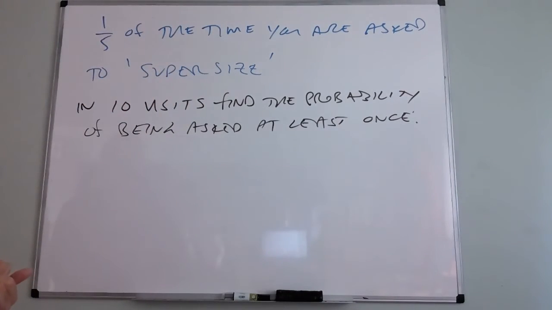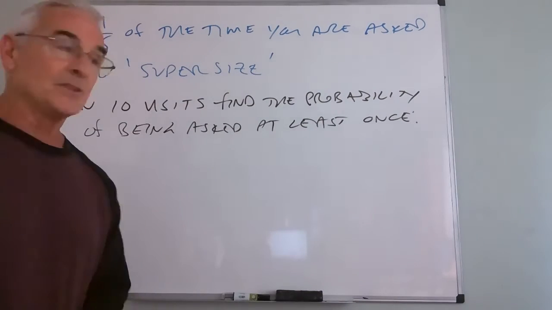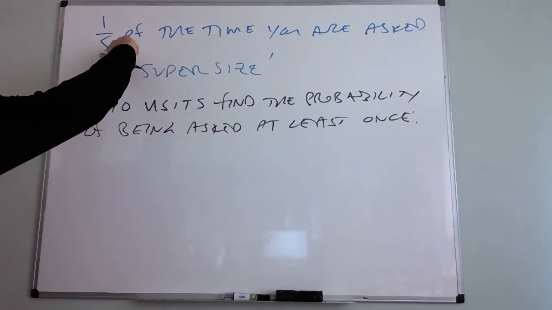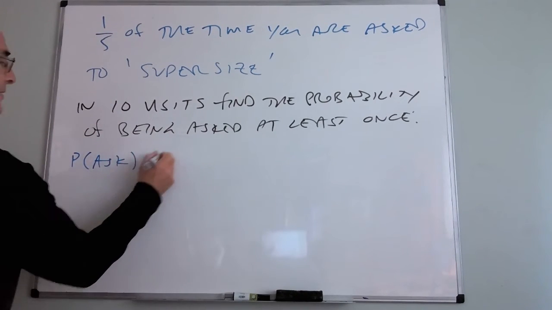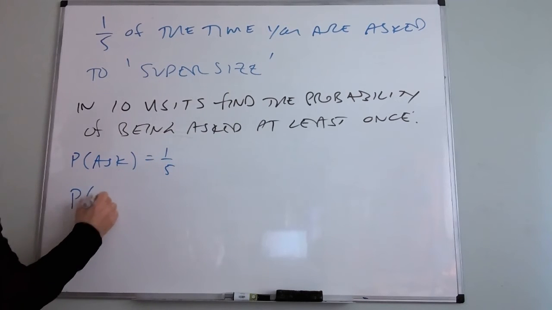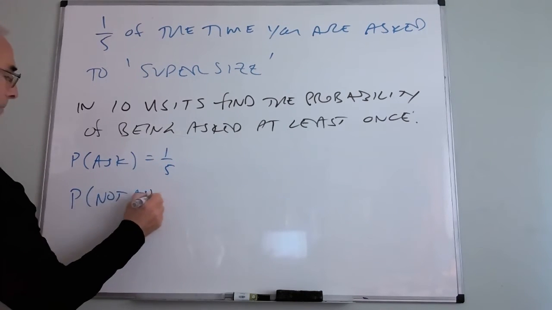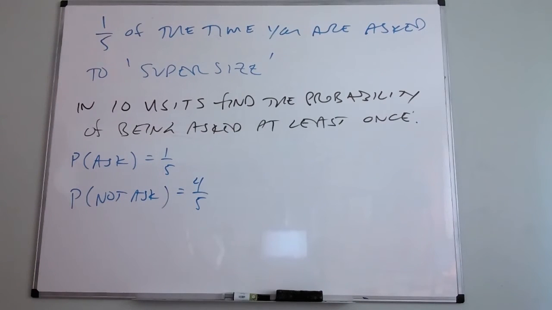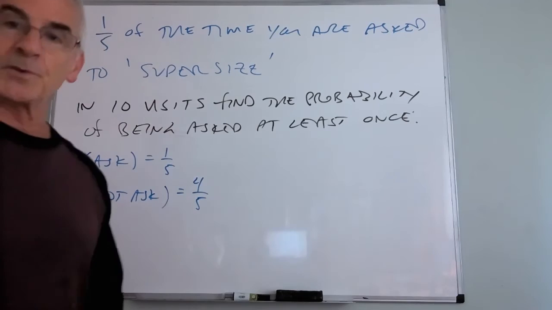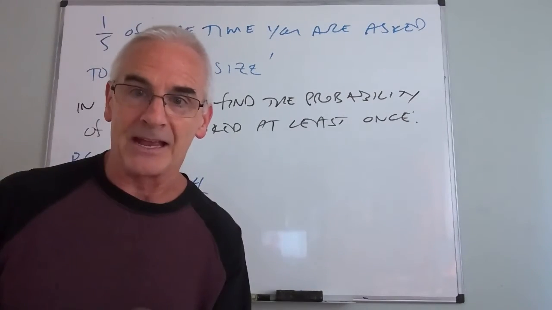All I have to do is calculate, well, what's the probability that I never get asked? So if 1/5 is the probability of being asked, I'll put ask, then the probability of not being asked would be 4/5. 1 minus 1/5. I want to know what's the probability that I am not asked every time I go.